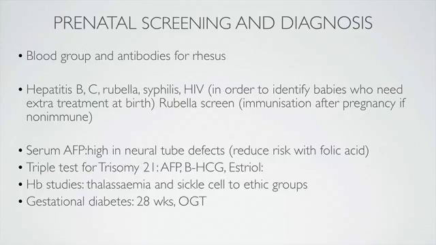We also do HB studies, so we look for thalassemia and sickle cell. This is generally only offered to people we think are going to be at risk. Gestational diabetes is tested in every single pregnancy at 28 weeks. We give an oral glucose tolerance test, and this looks for gestational diabetes. So this is women who have developed diabetes during pregnancy, and this normally clears once the baby is delivered.